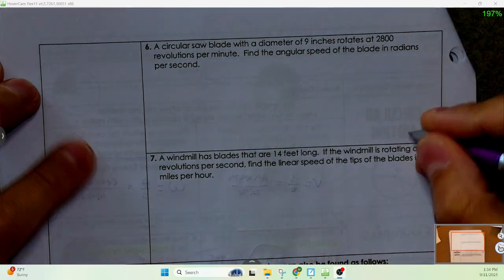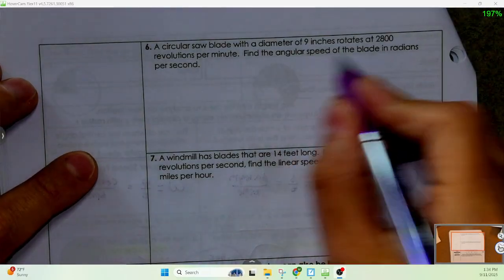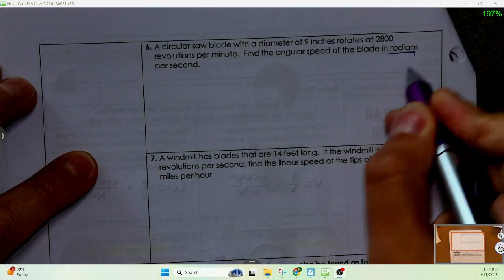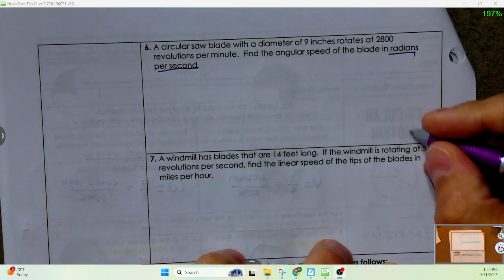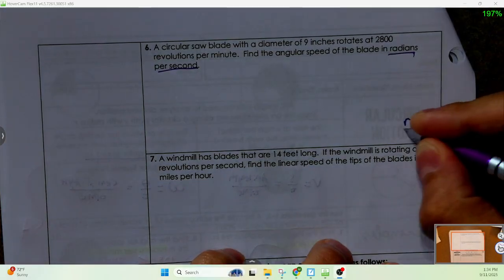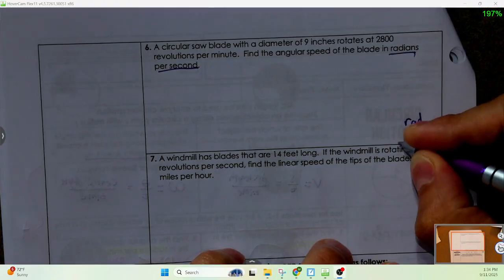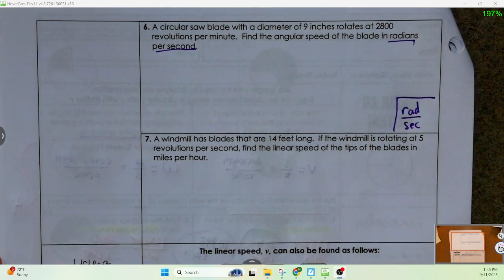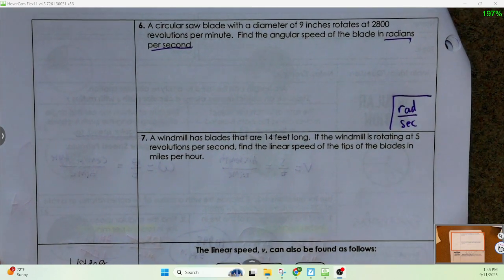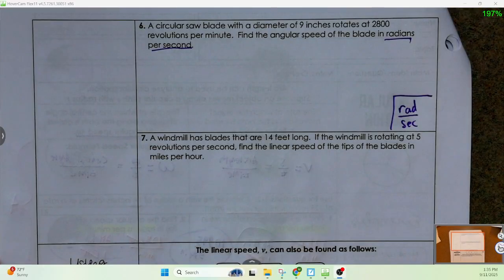So we are going to try to find the angular speed of the blade, in radians per second. I like to put that as my goal down in the bottom. And I've got a circular saw with a 9-inch blade.